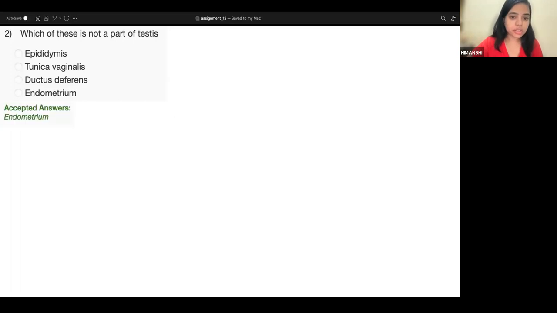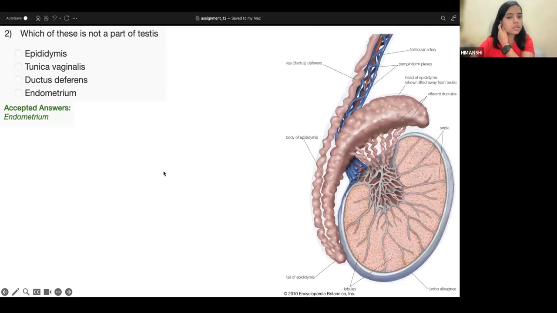The correct answer is obviously endometrium. So you guys know that endometrium is not a part of the testis. The testis is a part of the male reproductive system, and these are the general things which are part of the testis.